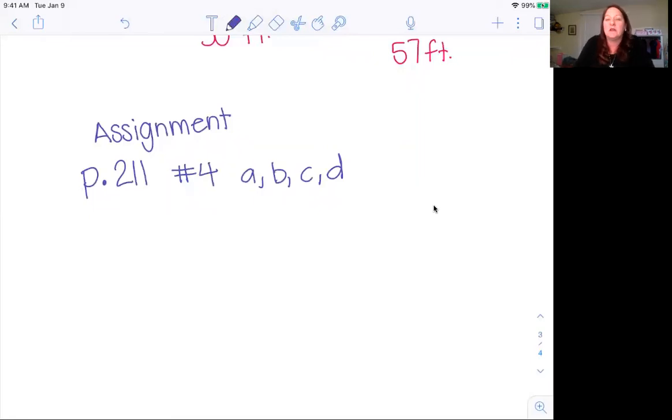Remember, if you're given a radius, you double it to find the diameter. If you're given a diameter, you halve it or divide by 2 to find the radius. Then you can use either formula you want to find circumference. I personally like using pi times diameter because I know that I only have to do one step, pi 3.14 times diameter. So go ahead and give those a try, and tomorrow we'll come back and we will go over them.